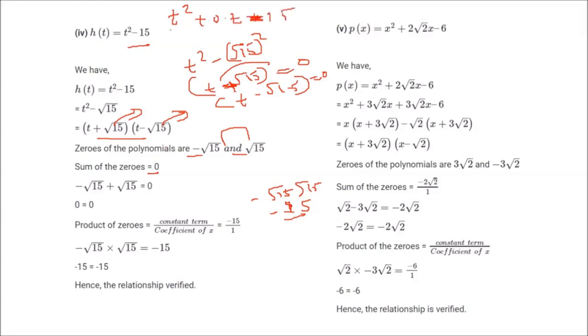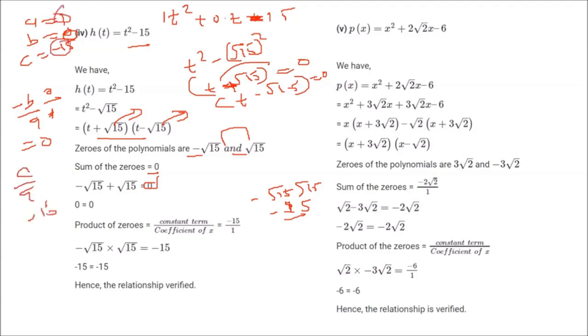So what is a? A is 1. B is 0 and c is minus 15. Now a, b, c you got. What will be the sum of the zeros? Minus b by a. What is b? 0. 0 by anything will be 0. So you get 0 here, which we got when we added them, right? When we multiplied them, we got minus 15. So the multiplication, that is c by a. What is c here? C is minus 15, a is 1. So minus 15 by 1 is minus 15. So these are also verified.